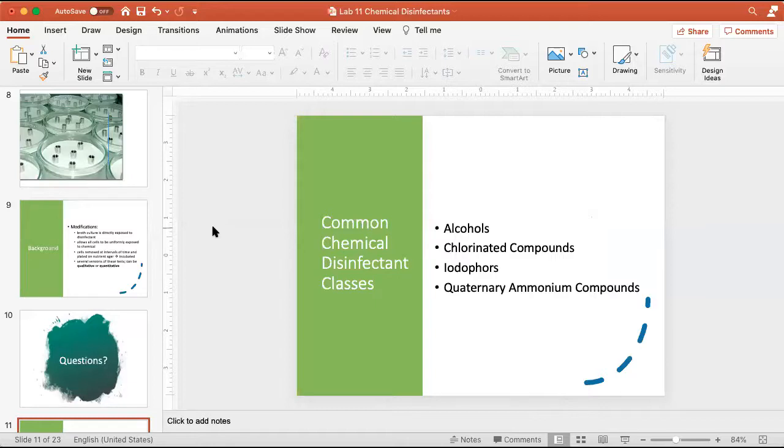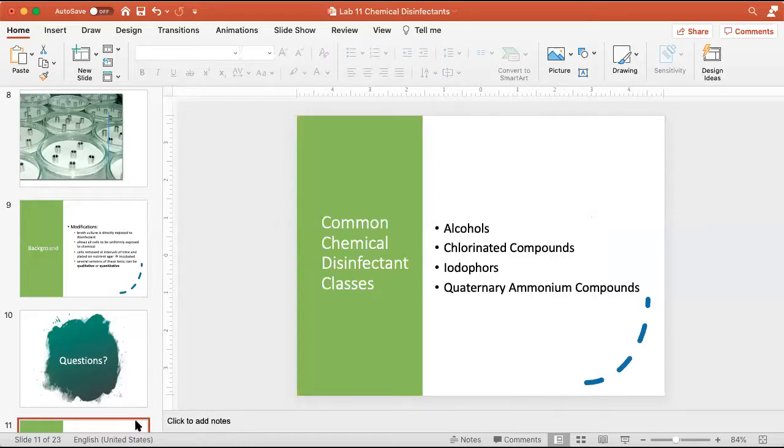So we're going to talk about 4 groups of disinfectant chemicals. These are like classes or families of disinfectant chemicals. The first one are the alcohols. Then there are the chlorinated compounds. Think about bleach when I use that term. The third one are what are called iodophores. And the fourth group is called the Quaternary Ammonium compounds.